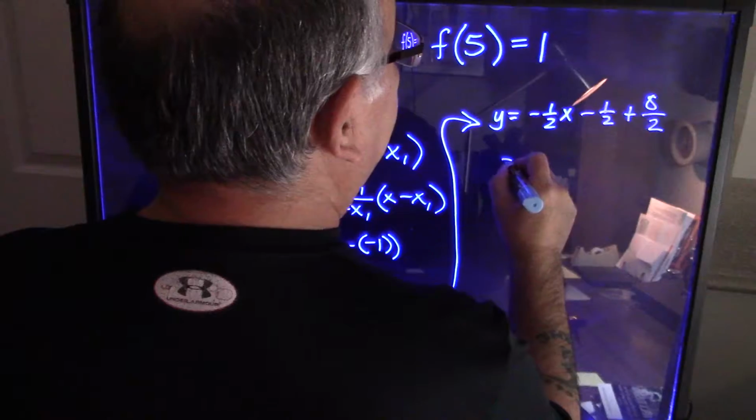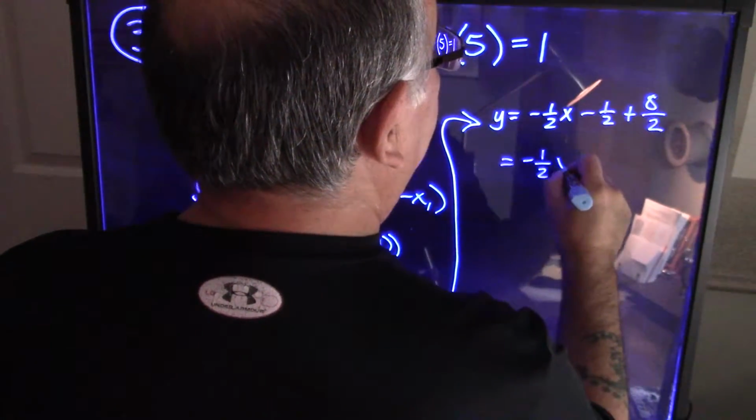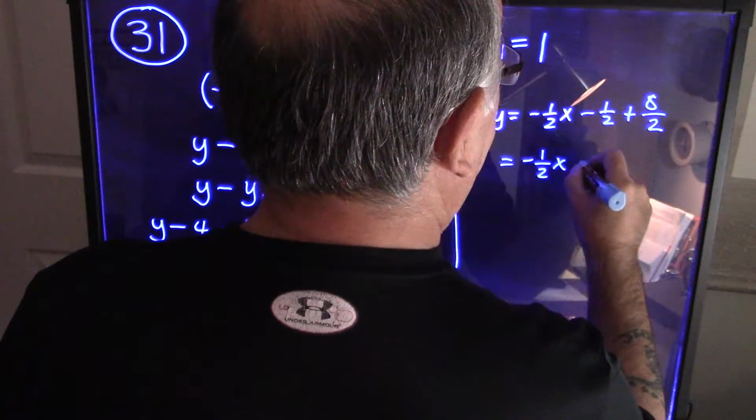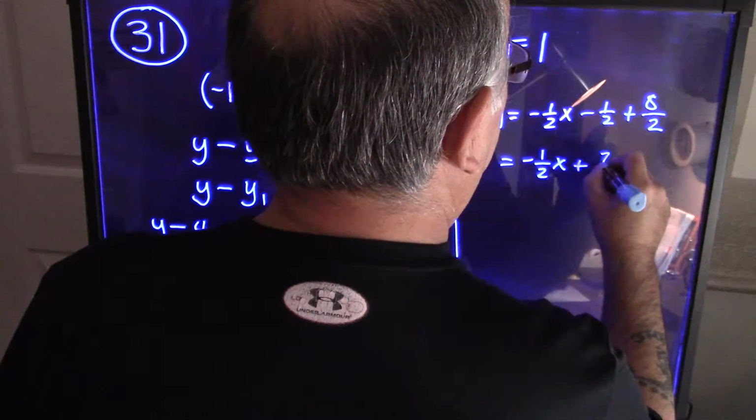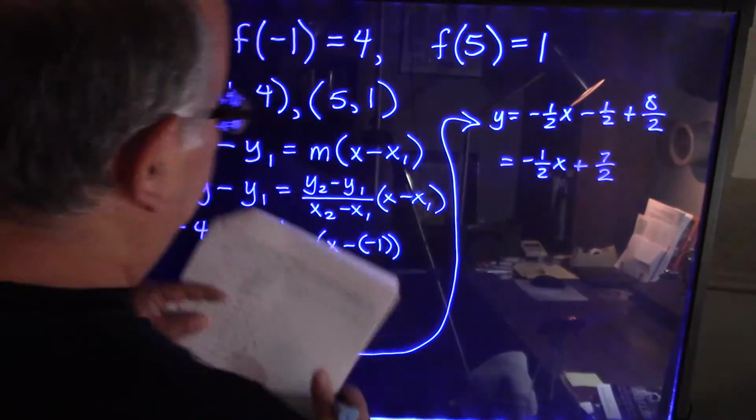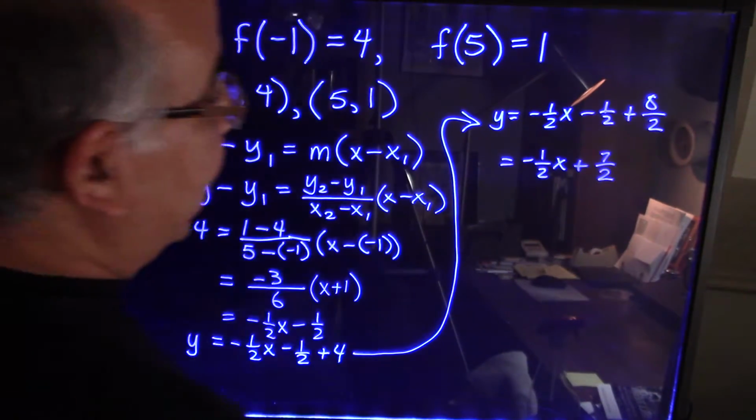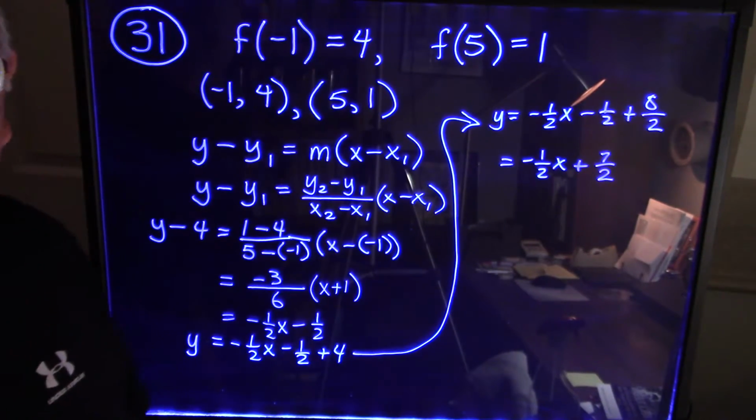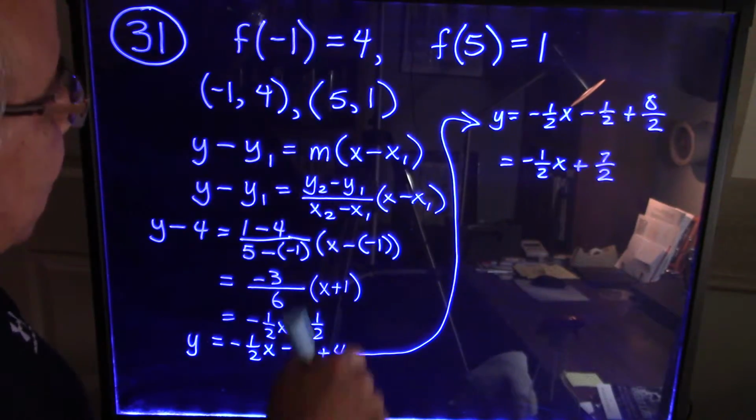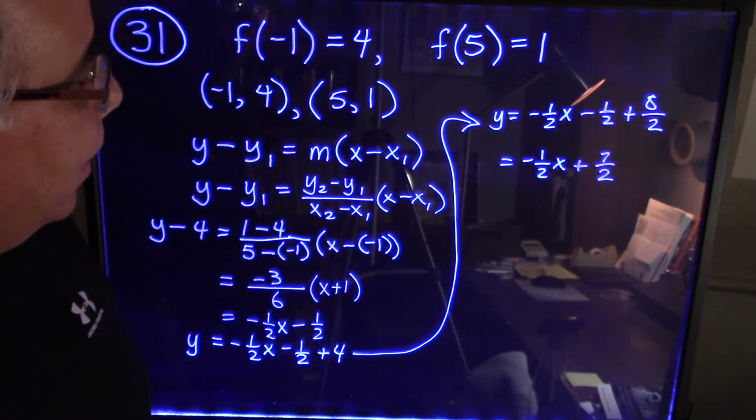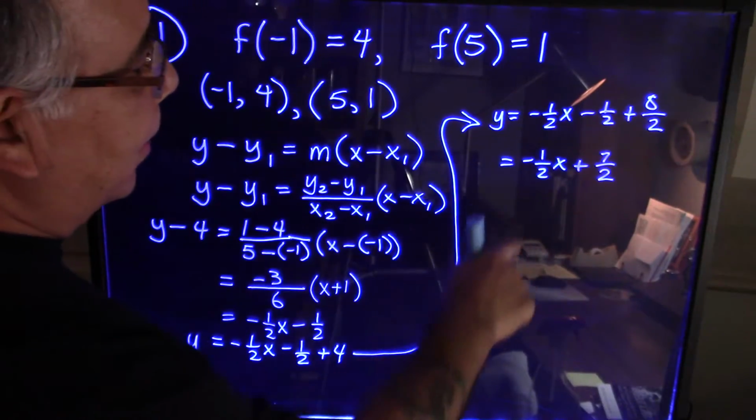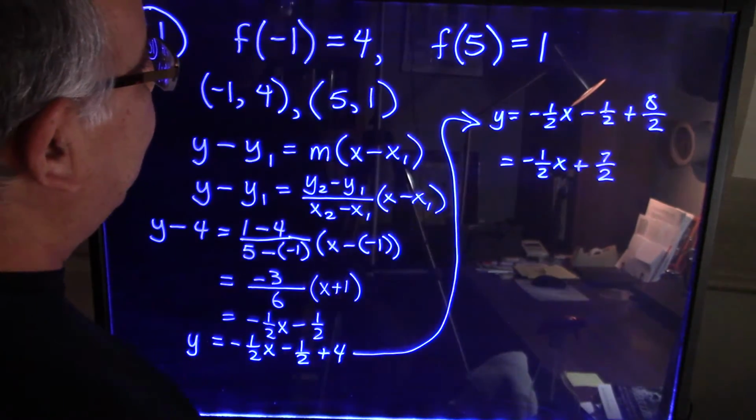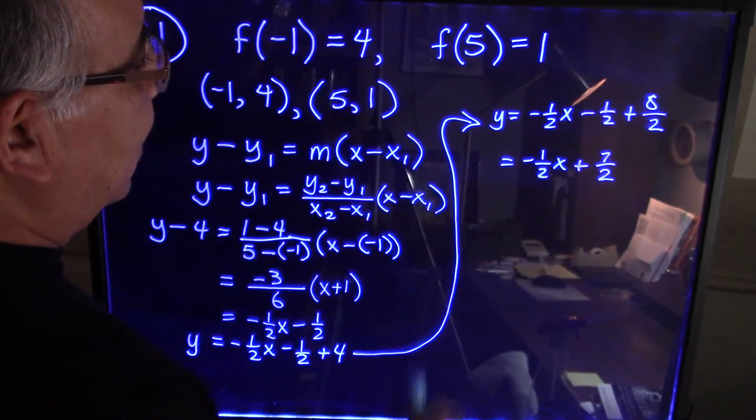Alright, so that's negative 1/2 x. And then you can add the numerators here. 8 minus 1 is 7, so that's 7 over 2. Alright, so y equals negative 1/2 x plus 7/2. That's our answer. That's the equation of the line that goes through these 2 points. Or if you call this f of x instead of y, and you plug in these x values, you'll get these y values as a result.